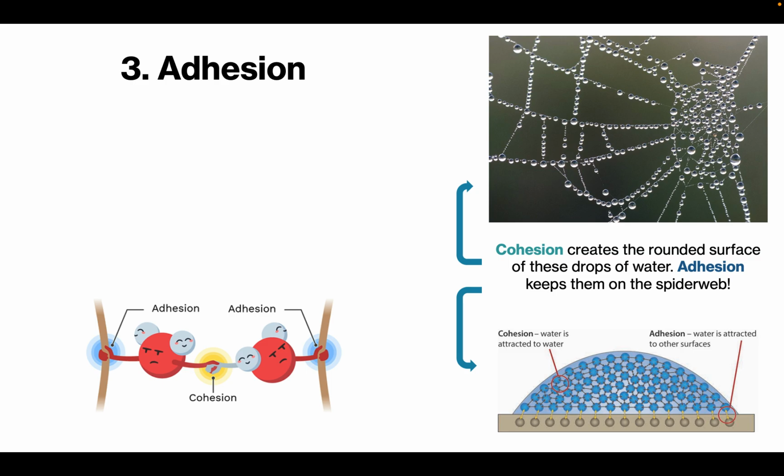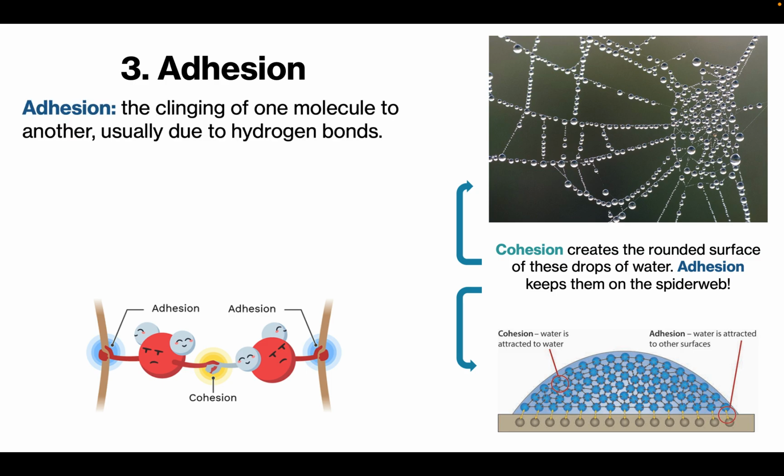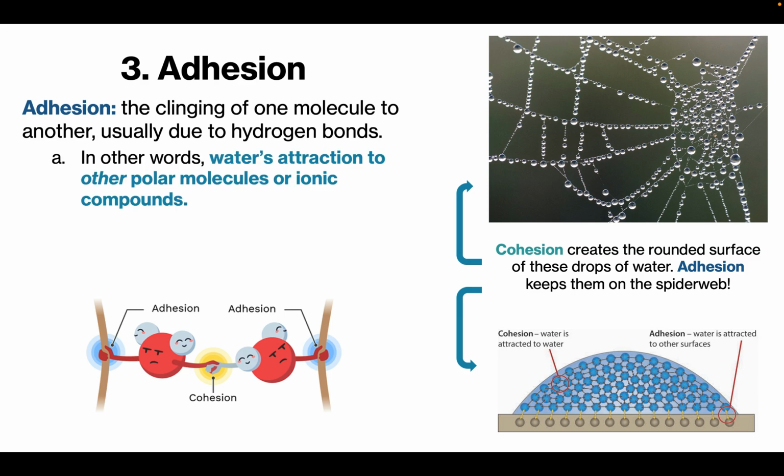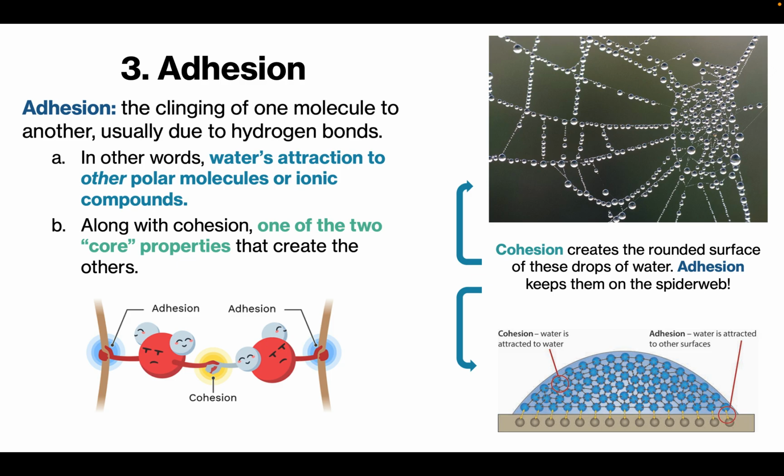The other core property of water is adhesion, and this is water's attraction to other molecules. Now, I put the general definition, but we're really talking about water. So this is water's attraction to other stuff. This could be other polar molecules or other charged particles like ions, for example. And like I said, this is, along with cohesion, one of the two core properties that creates the others.